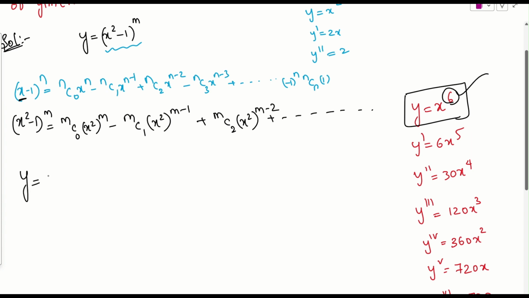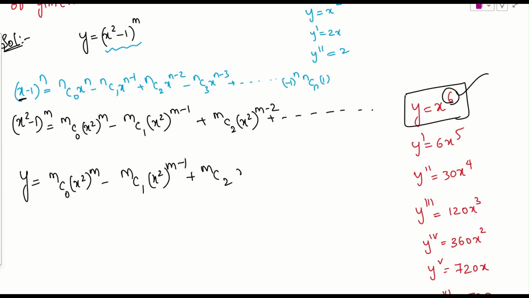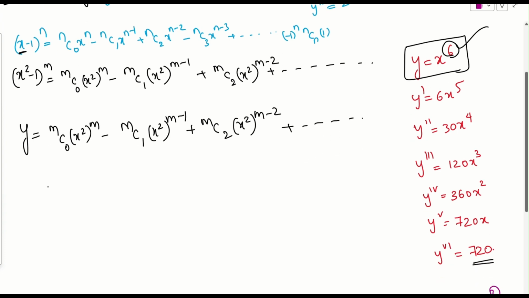Okay, let me write the question. y is equal to mC0 (x square) whole power m, this will be mC1 (x square) whole power m minus 1, this will be mC2 (x square) whole power m minus 2. Okay, so let me expand this for one more step.